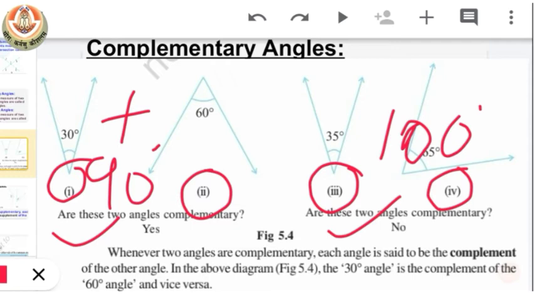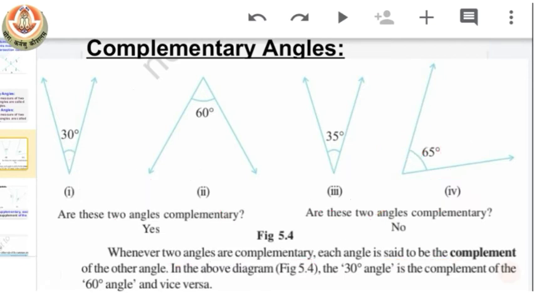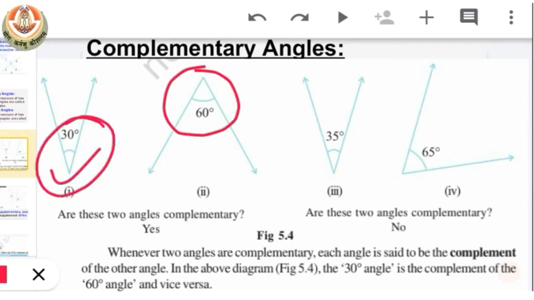Now let's focus on what is given below: whenever two angles are complementary, each of the angles is said to be the complement of the other angle. That means in this example, 60 degrees is the complement of 30 degrees and 30 degrees is the complement of 60 degrees. Similarly, it is again given below.